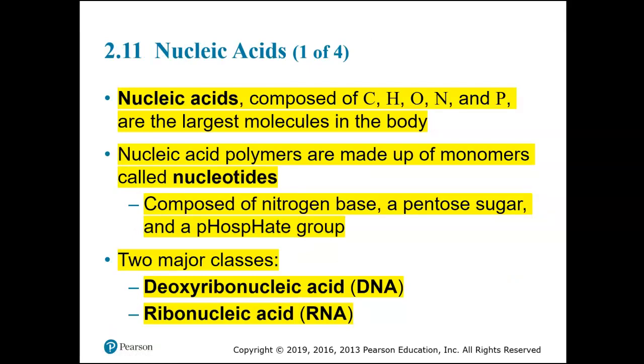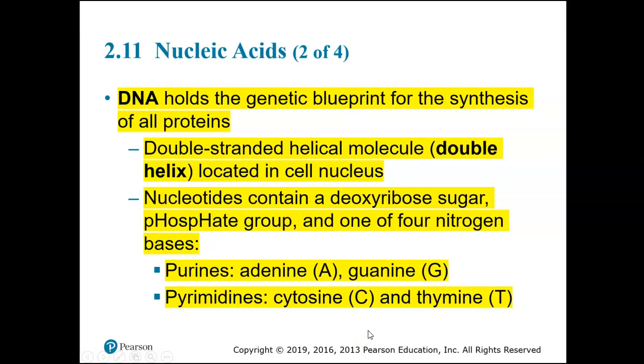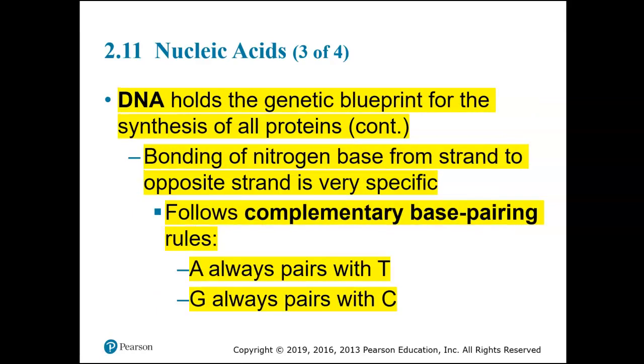Okay, our last section is on nucleic acids, and the monomers of nucleic acids are nucleotides. 2 different types of nucleic acids are DNA and RNA. DNA contains the nucleotides adenine, guanine, cytosine, and thymine. Adenine and guanine are purines, which means they have 2 rings. And cytosine and thymine are pyrimidines, which means they have a single ring.